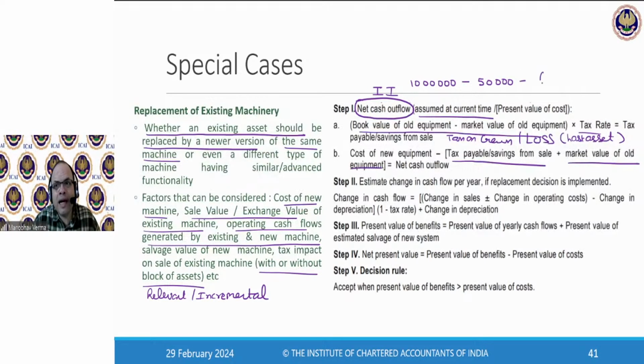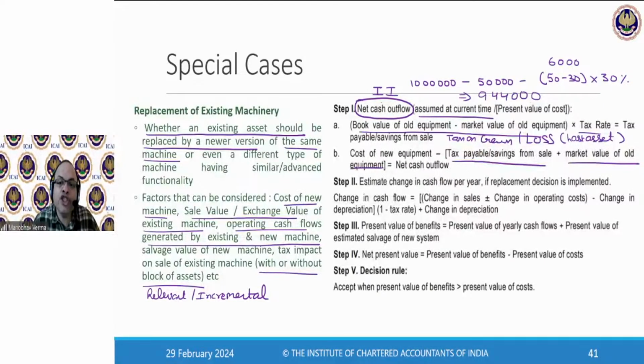So the tax on that is like 50 minus 30 into, let's say, 30%. So that means we are talking about 6,000 here. So that means 10 lakhs minus 50,000, so 9 lakh 44,000 would be my initial investment. So 10 lakh minus 50,000 minus 6,000, right? So net cash outflow is what we need to calculate.